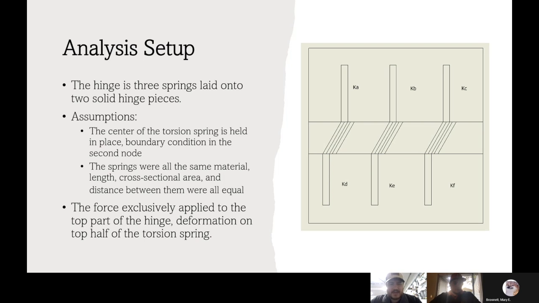And then the springs, we're also assuming, which they are, all the same material. They all have the same leg length, cross-sectional area, and the distance between all 3 of them is also equal. And then the force is exclusively applied in the form of the door for the server on the top part of the hinge. That's where all the deformation is going to be, on the top half of that spring.